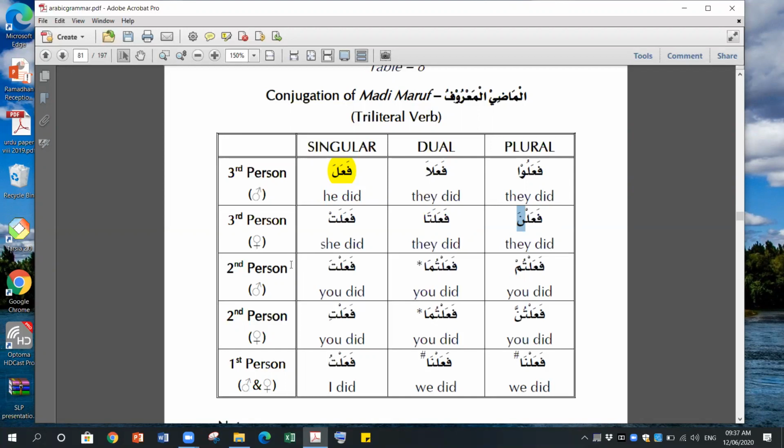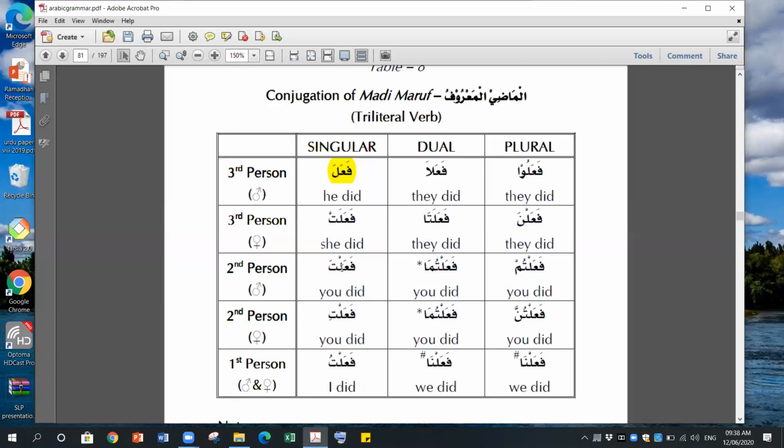Now let's go to the second person pronoun. You have to remember the singular, dual, plural, and the masculine, feminine. These all were third person: they, she, he. Now we are moving to the second person pronoun. So second person, now look at the difference.